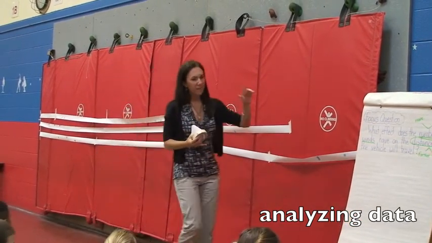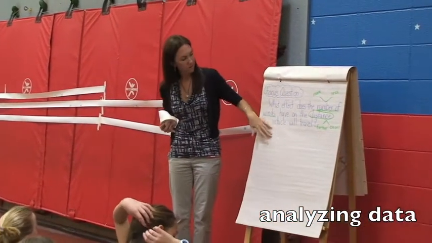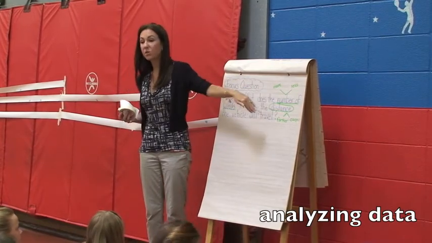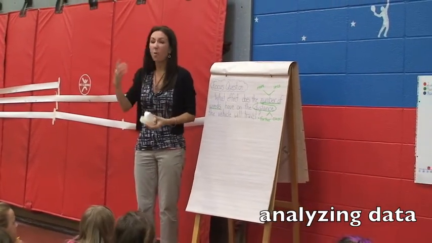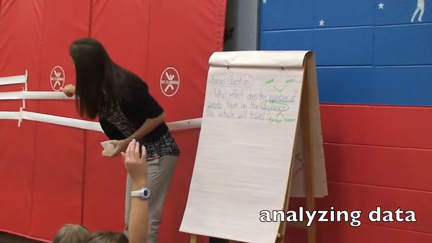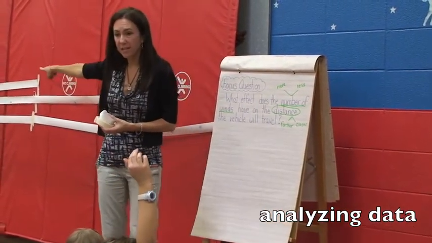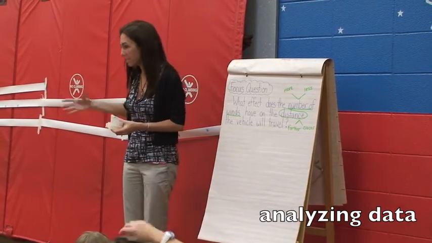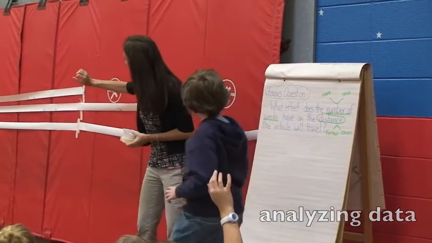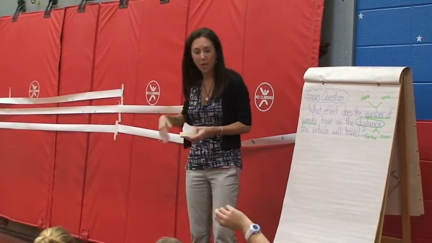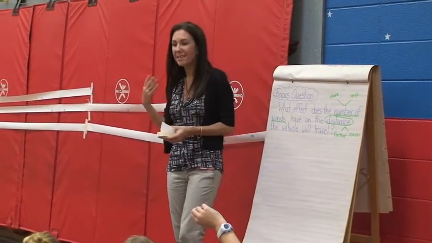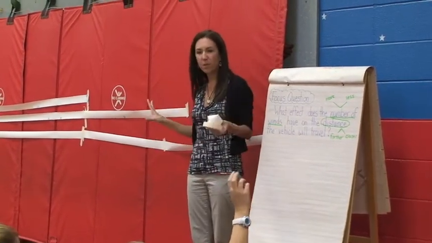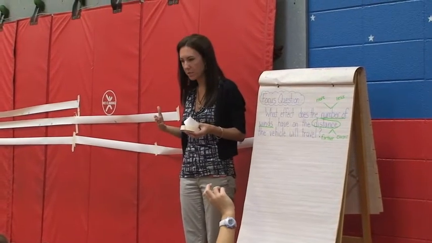So let me think back to my focus question here. What effect does the number of winds have on the distance the vehicle will travel? Who can use some qualitative words to tell me what they observed in this investigation? Does the number of winds affect the distance? Look at those clumps of red, the clumps of green, and the clumps of blue. What effect does the number of winds have on distance? What do you think? Don't give me any numbers right now. I want some qualitative words.